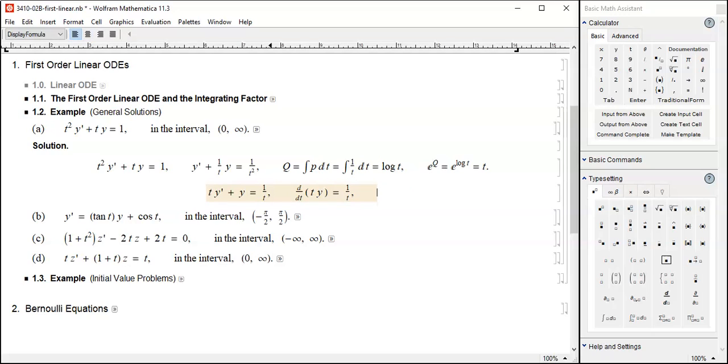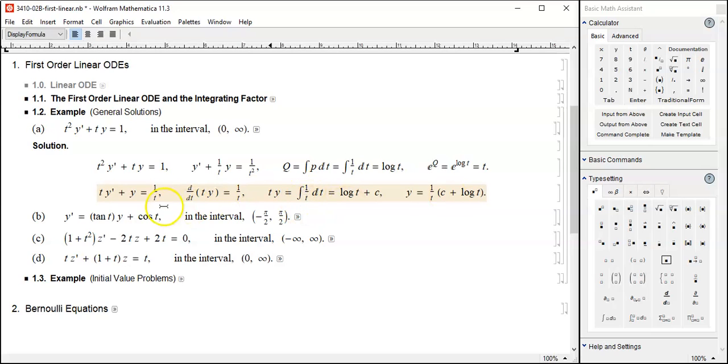Alright, we have the derivative on my left-hand side, so let's take the antiderivative. t times y is equal to the antiderivative of 1 over t. And what is this antiderivative? It's log of t, isn't it? And then we need plus c here. Let's go to the answer. Let's divide away this integrating factor. So we have 1 over t times log of t plus c. And there goes the answer.